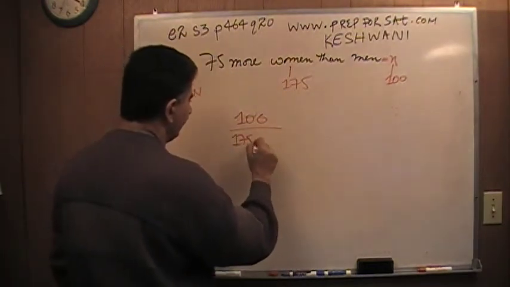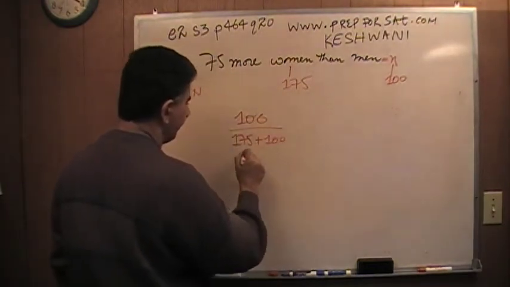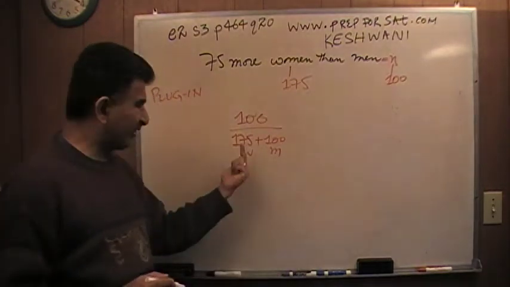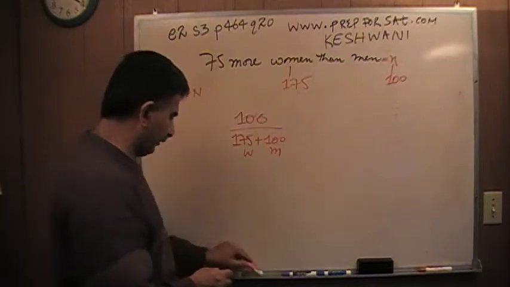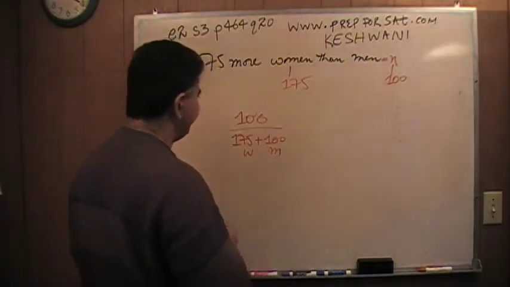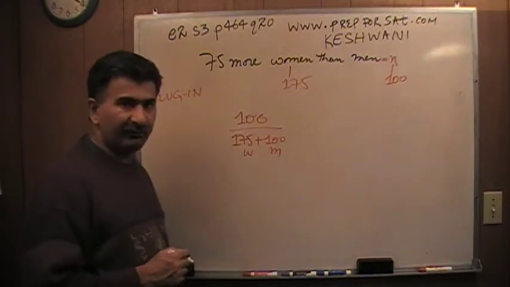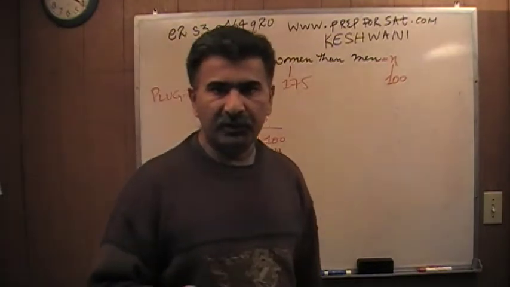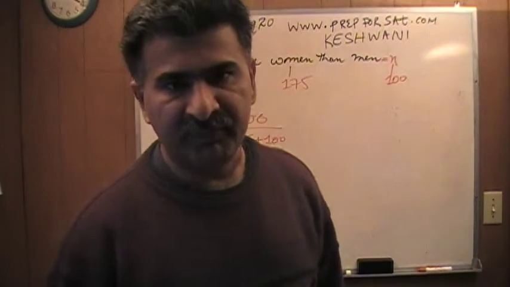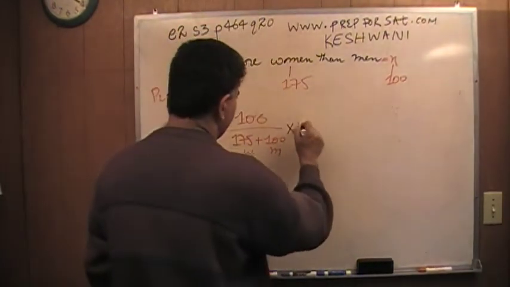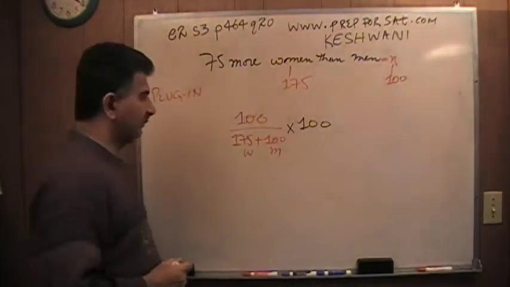175 women plus 100 men. Of course, in a real exam, I would not waste my time writing this out like that. I'm just showing it to you. So let's continue then. And then if you want this in percentage, because this is going to give you a decimal, some fraction like 0.4 or 0.3 or 0.25, which tells that there are 25% men or 30% men or so forth. But if you want that in percentage, you need to multiply that by 100.